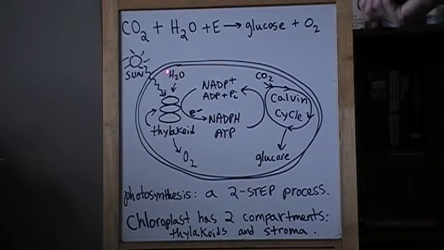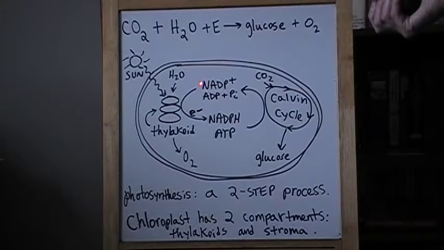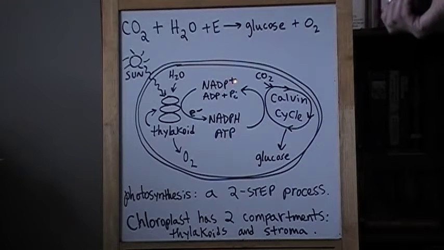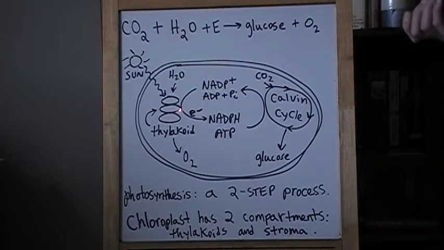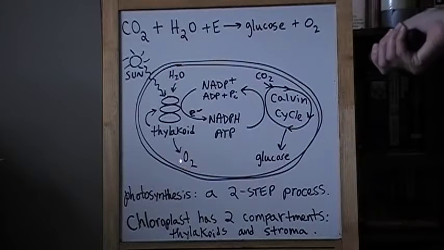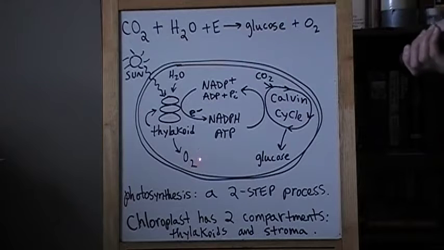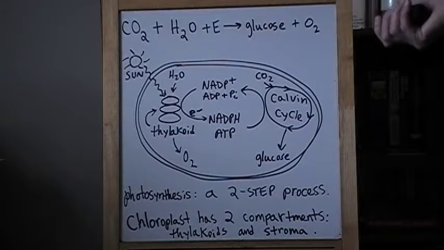Also, in the light reactions, water is oxidized. So electrons are removed from water and they're added to a cofactor called NADP+. So when the electrons are added to NADP+, that forms NADPH. Also, when water is oxidized, what remains after you remove the electrons from the water is oxygen gas. So this is where the oxygen we breathe comes from, from this process of oxidizing water.